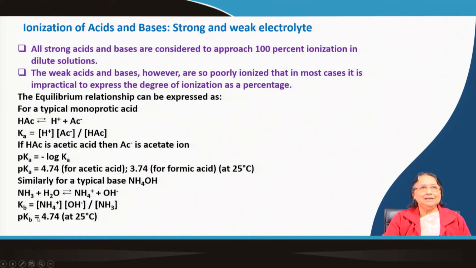This is very strange, very interesting for me, that the pKa of acetic acid is 4.74 and the pKb of ammonia is also 4.74. I will show you a nice example in later slides. For me this is very interesting, I will tell you later.